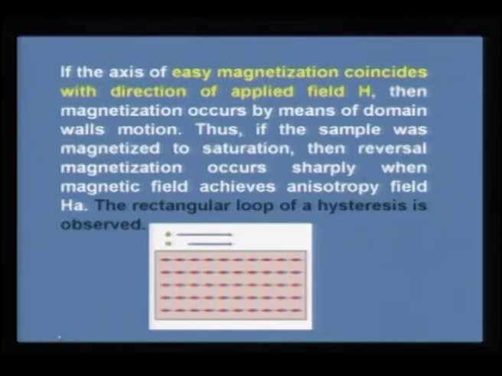Suppose the easy axis of magnetization coincides with the direction of the applied field, then you would expect a rectangular loop like this. This is the situation when the easy axis of magnetization is overlapping with the direction of your applied field, then you would see a rectangular loop of this form.